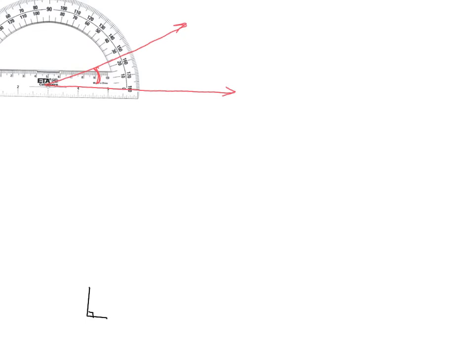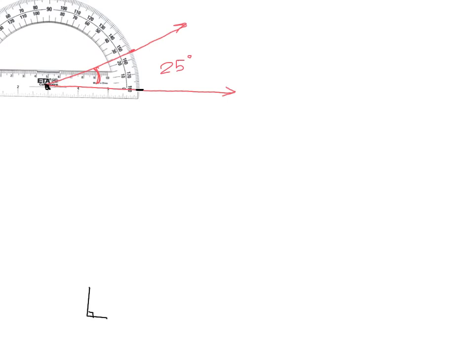So we want two things to happen. We want our protractor center to line up with the vertex of the angle, and we want our 0 to line up with the side of the angle. Once you have those two things accomplished, now we can see that the angle, if you look here, is at 25 degrees approximately. So we've just measured our first angle together, 25 degrees.